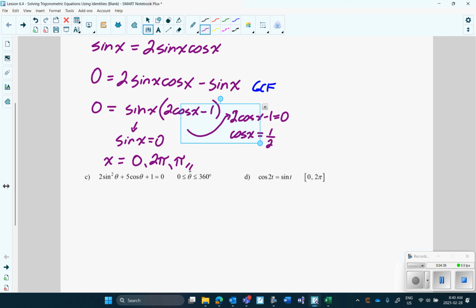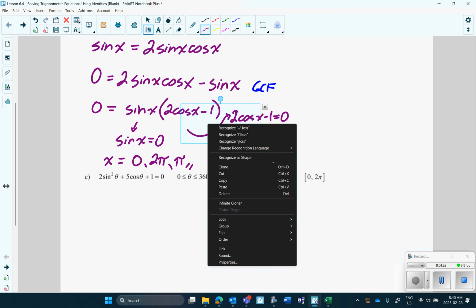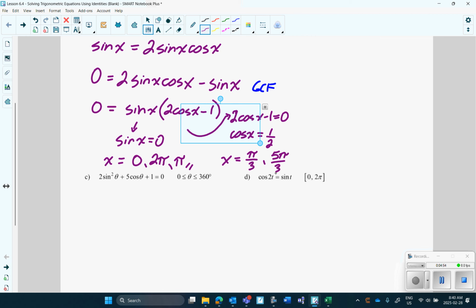Solving this one, cos x equals a half: pi over 3. There is one more: 5 pi over 3. Excellent. And there's all your solutions.